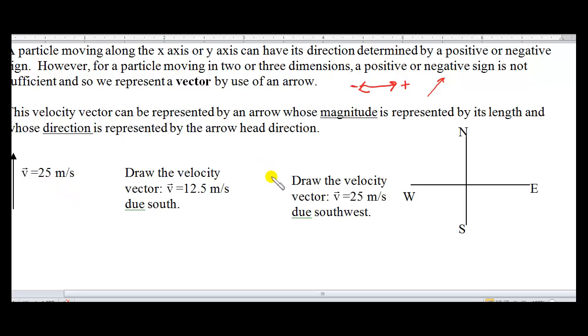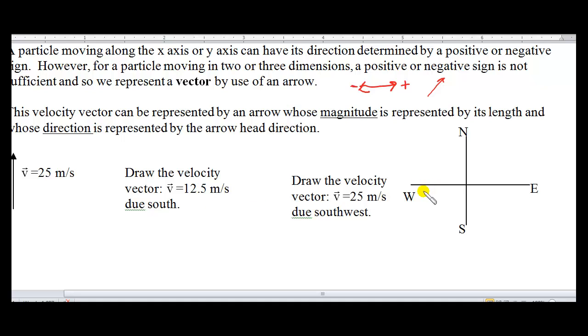Now what I would like you to do, right in this space here, I want you to draw another velocity vector. This time, this one is only 12.5 meters per second. In other words, it has half the magnitude of this one right here, and also it's going due south. So in this space right in here, draw in that particular velocity vector.